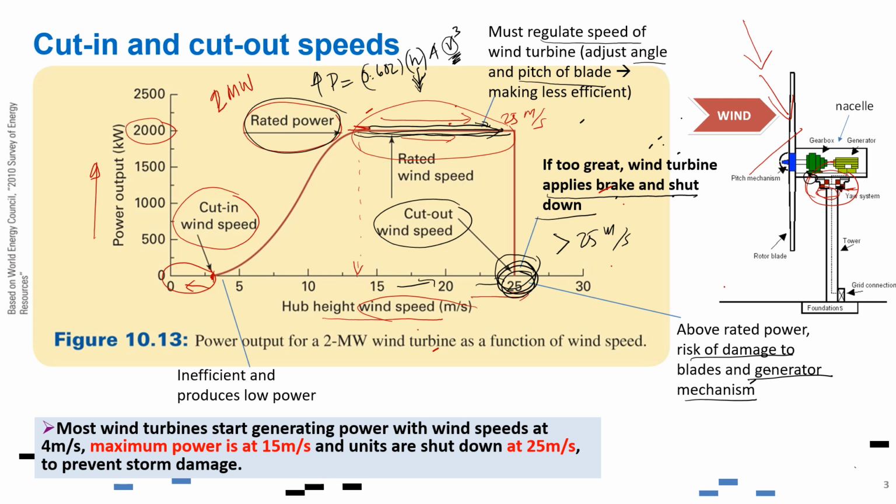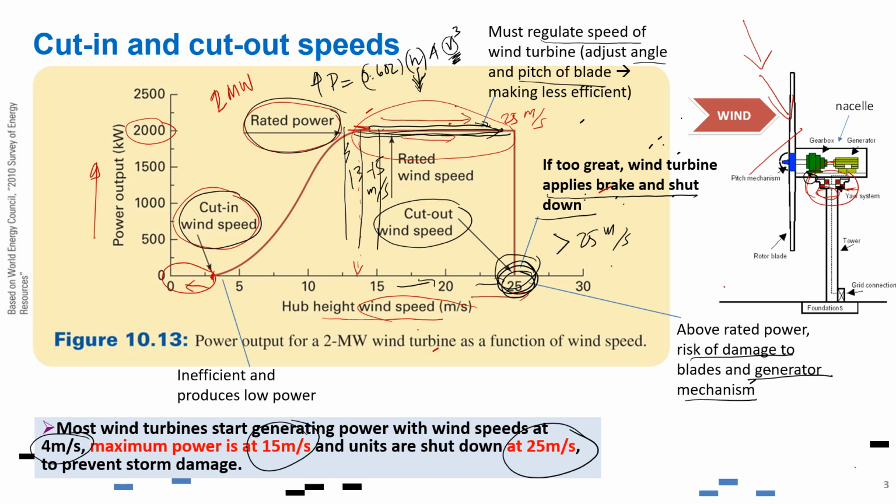So the two terms here: the cut-in wind speed is the minimum wind speed that can generate electricity. In this case, it's around 4 meters per second. And the maximum power is at around this part over here. No, not this one. Some part over here until this part here. So it's around 13 to 15 meters per second. So we can generate the rated power already at that point. And then once it reaches 25 meters per second, which is the cutout speed, the wind turbine will shut down so that the whole system will not be damaged.